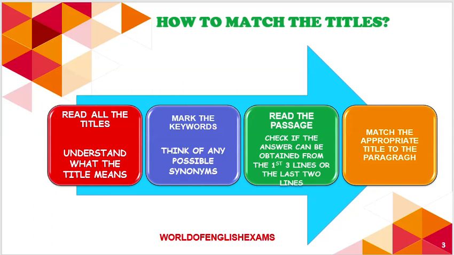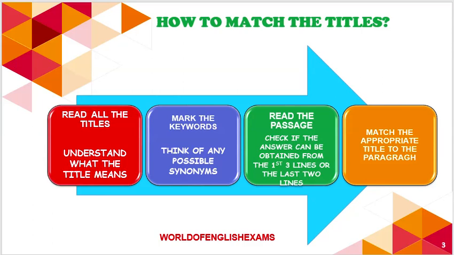And what's the first step in order to match the titles? As always, you need to read all the titles. Let me stress on this point, guys. Some of the students make a mistake: they read one title and then they start reading all the passages, and eventually it leads to wasting time. We don't want to do that. We are supposed to be reading all the titles before looking at the passage. Simple. Understand what the title means, and then you'll get a clear picture, so that when you read the passage, immediately you'll get a relevance as to which title will be the most appropriate one.